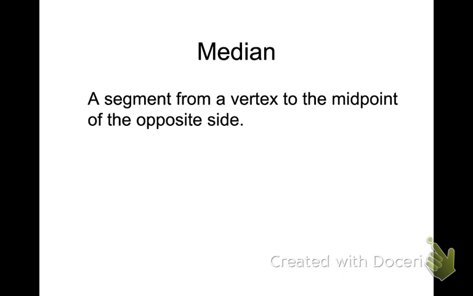Mid-segment was finding two midpoints and connecting them. A median, we're going to find one midpoint and connect it to a vertex. What's the vertex of a triangle again? The corners, right? The corners of your triangle would be the vertices.